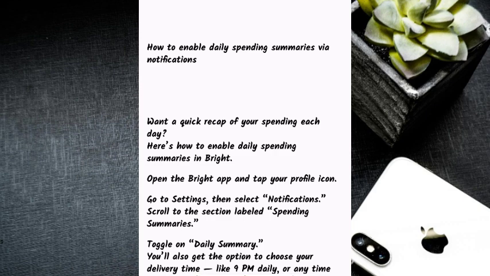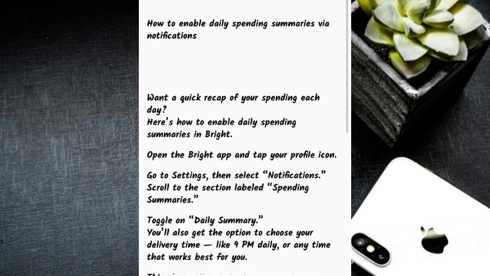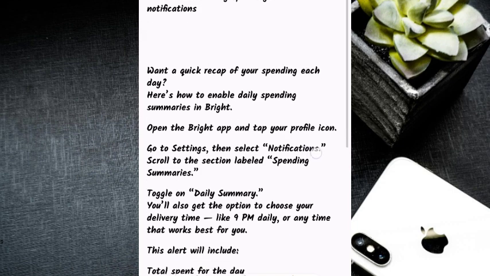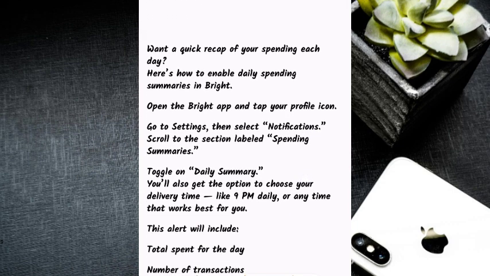Start by opening the Bright app and tap into your accounts using, of course, your credentials. And once you're in, tap on your profile icon. Then go to settings and then select notifications. Scroll to the section that's labeled spending summaries. Now toggle on daily summary.